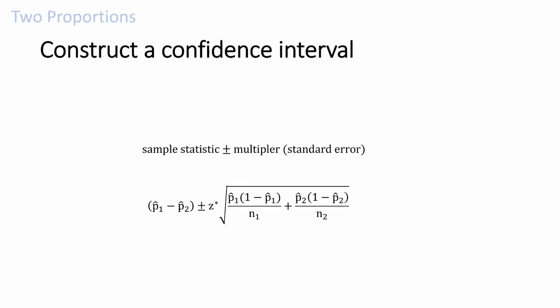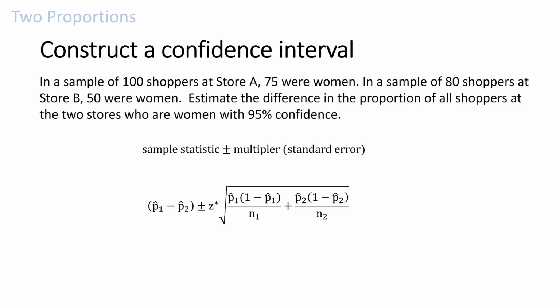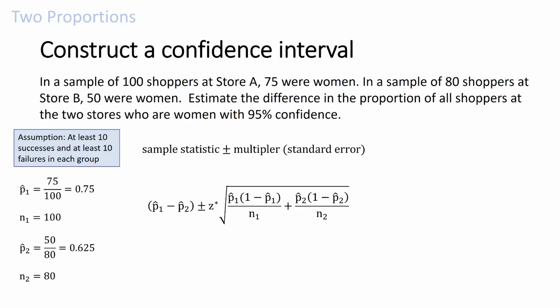I'm going to use the example that we just worked with when we computed standard errors. We already checked that there are at least 10 successes and at least 10 failures in each group. And we computed the sample proportions and identified the sample sizes. The only other piece of information that we need here is the z-multiplier. This is a 95% confidence interval. The z-multiplier will be the values that separate the middle 95% from the outer 5% of a z-distribution. I'll take you to Minitab Express now to find that value.